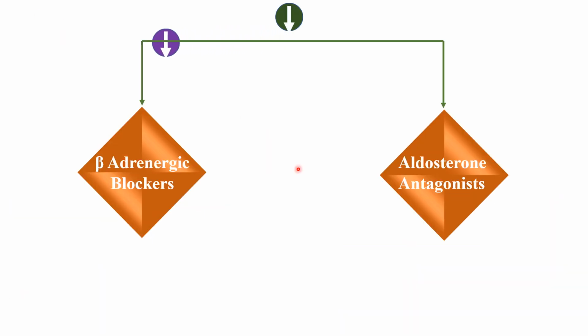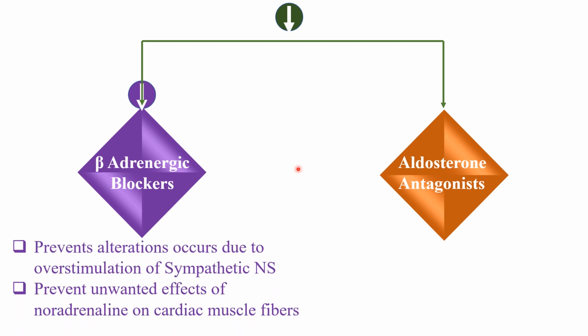Sometimes beta-adrenergic blockers are also used along with other drugs to treat congestive heart failure, even though they are negative inotropic drugs. It is just to prevent alterations which might occur due to overstimulation of the sympathetic nervous system or to prevent unwanted effects of noradrenaline on cardiac muscle fibers.